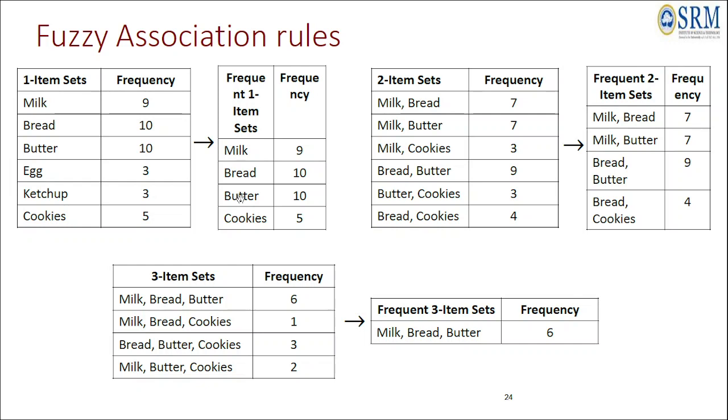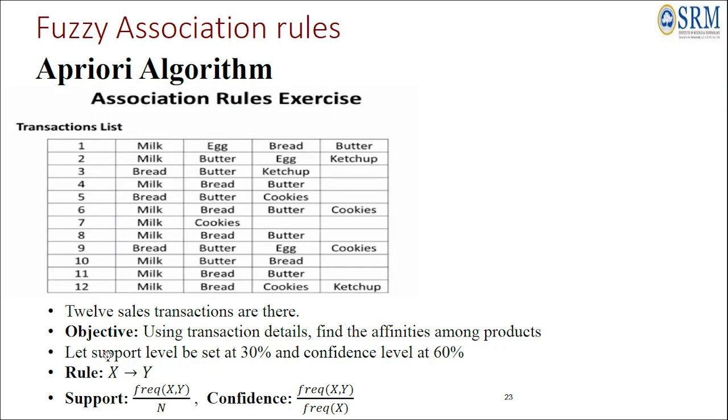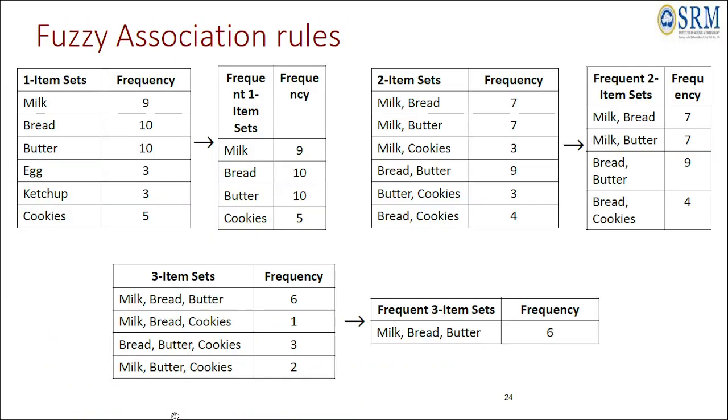The way that I can say these are the most frequent items is based on the support level, which is 30%. And support is given by frequency of xy by n. We have already seen it. So we are having 12 transactions. What is the support of milk? It is 9 divided by 12, which is three fourths.